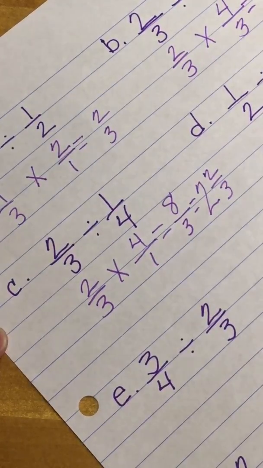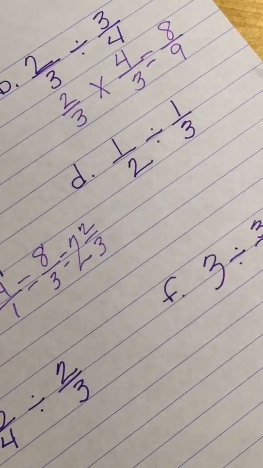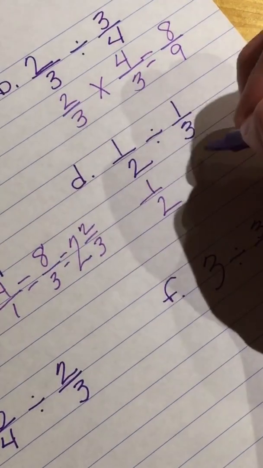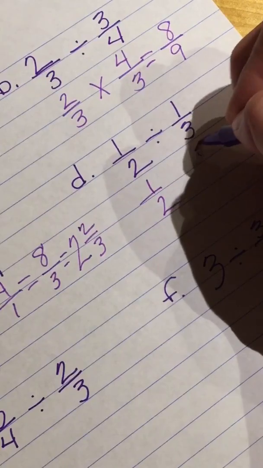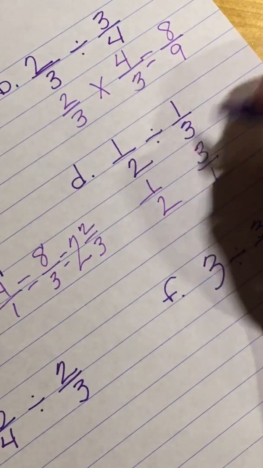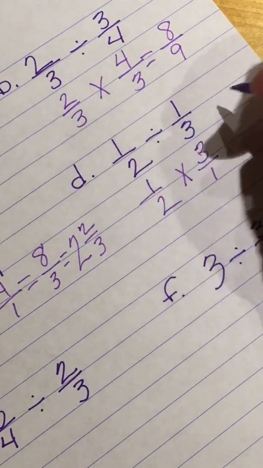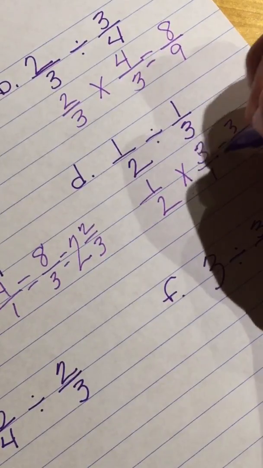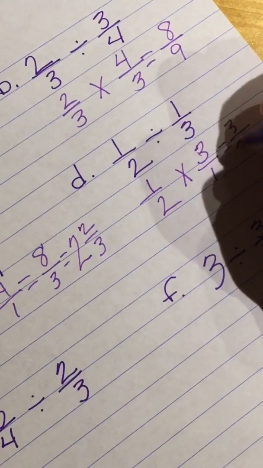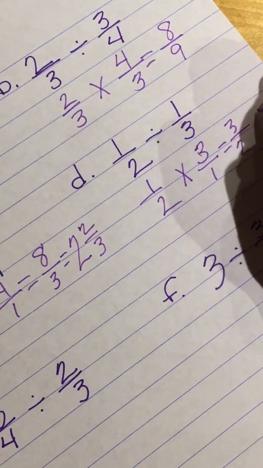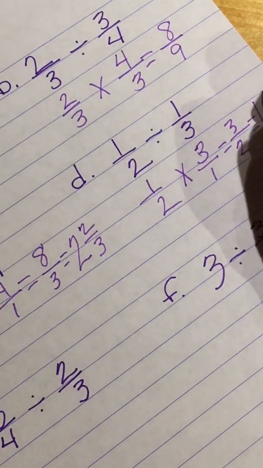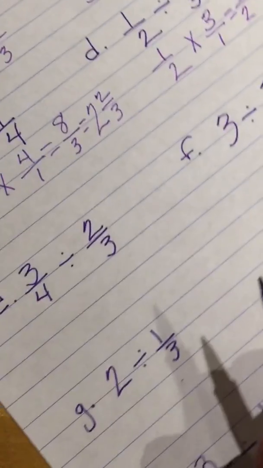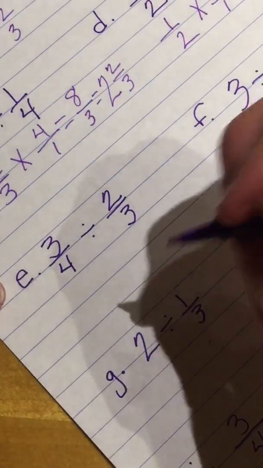The next problem, 1/2 divided by 1/3. My 1/2 stays the same. I find the reciprocal of 1/3, which is 3. I multiply. 1 times 3 is 3. 2 times 1 is 2. 2 goes into 3 one time, and I have a half. And there you go. Down here to E.